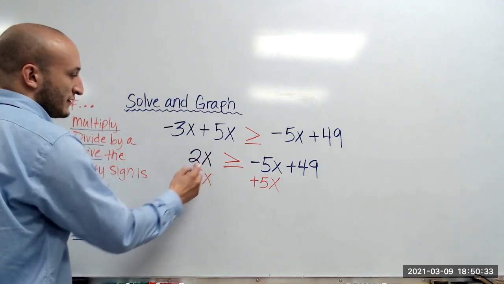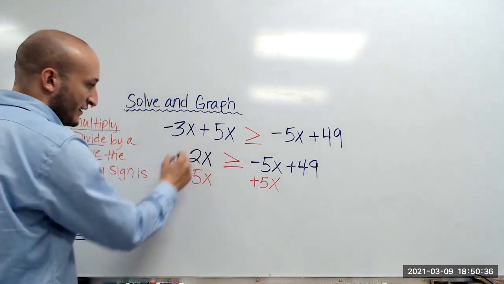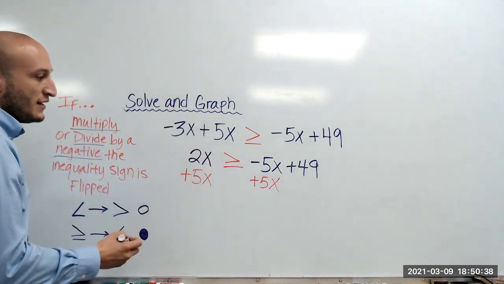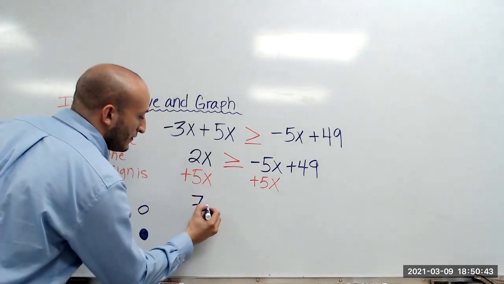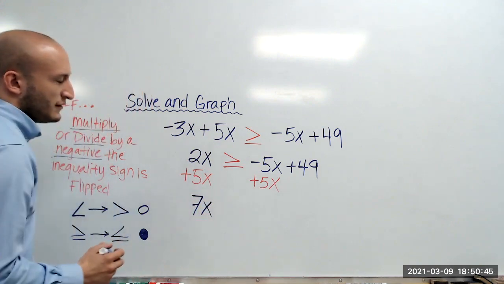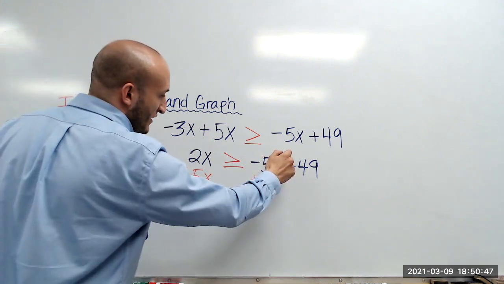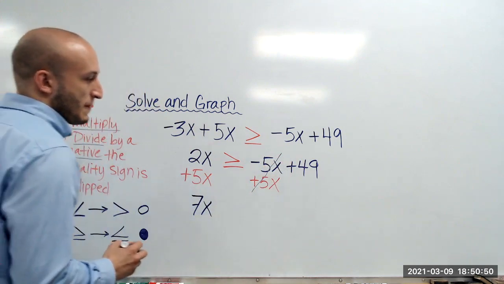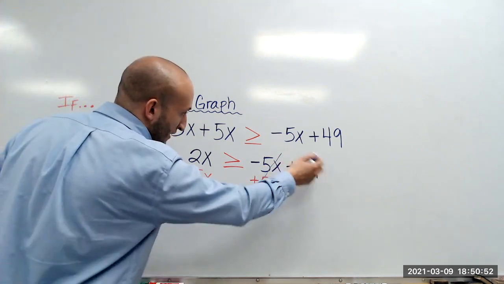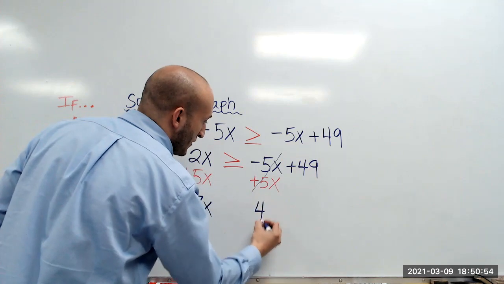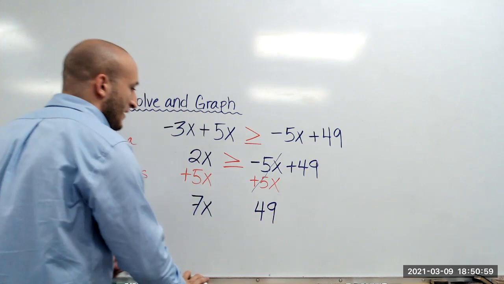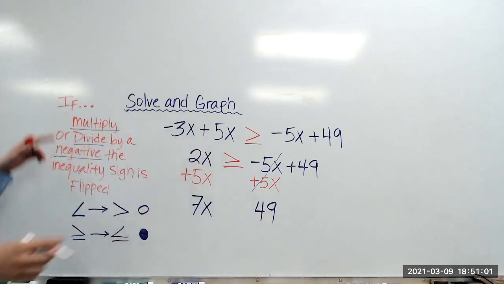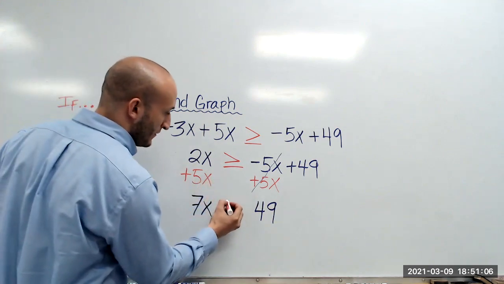And I have 2x plus 5x. I can combine these, because they both have x. So they're like terms. And that would be 7x. Here I would have 0, so that would cross out, and just left with the positive 49. I did not divide or multiply by negative. So my sign stays the same.